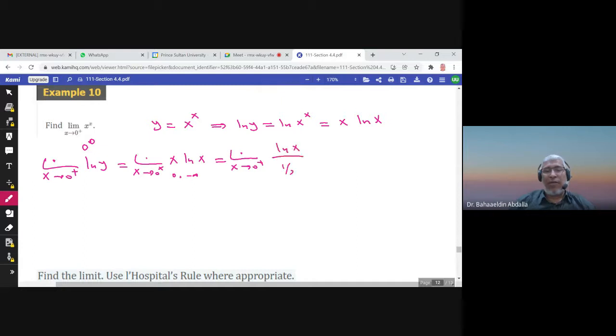Bring x down as 1 over x. Now I have infinity, negative infinity over infinity. So I can use L'Hopital's rule.